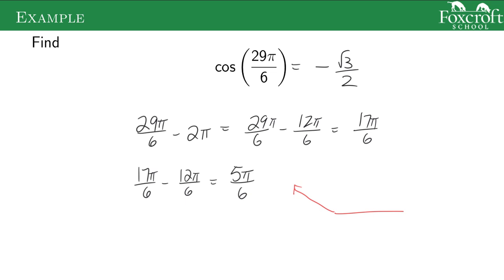Again, if you have your unit circle memorized, or you can produce it, you're just looking at 5 pi over 6 and figuring out the x value at that point. The other way to remember it is it's related to pi over 6, the only difference being it's negative because it's in quadrant 2.